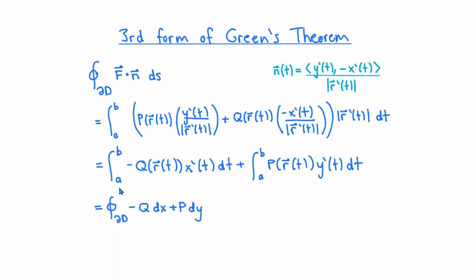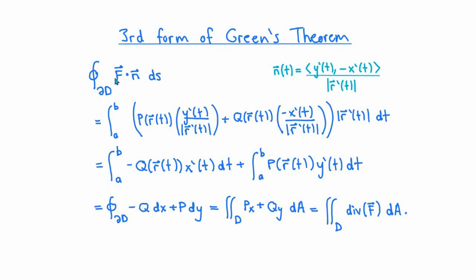Now, applying Green's theorem to this quantity, with minus Q playing the role of P in the original statement of the theorem and P playing the role of Q in the original statement of the theorem, we find that it's equal to the double integral over D of P_x plus Q_y. You might recognize that this is precisely the divergence of the vector field. That's the reason why I called this the divergence form of Green's theorem.